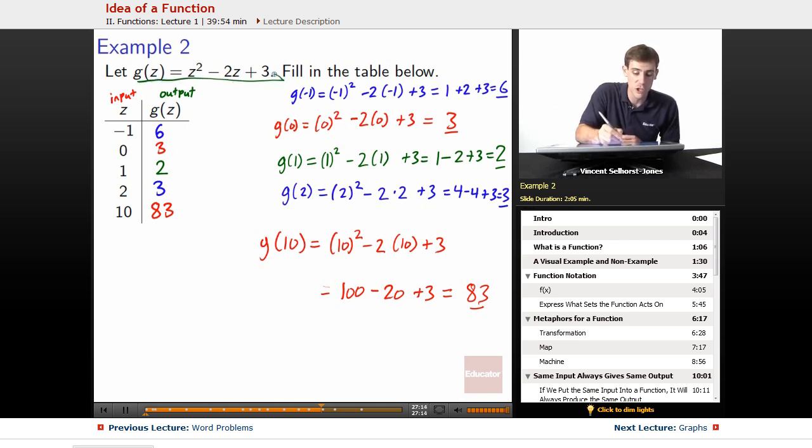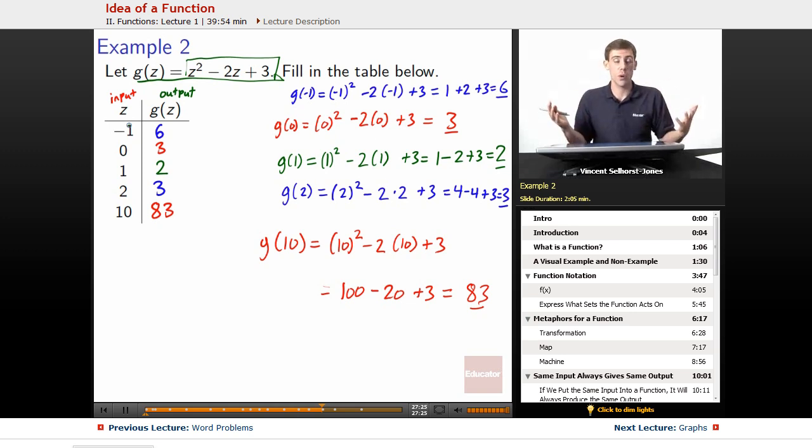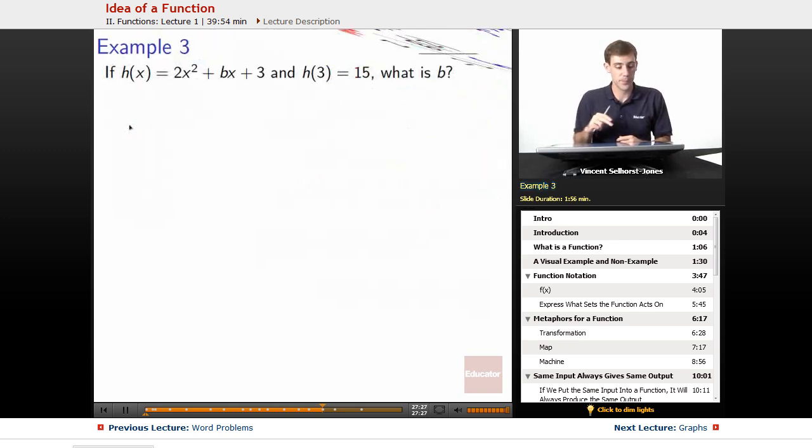the function. So the function gives us some rules, and so we plug in inputs like negative 1, and negative 1 goes through negative 1 squared minus 2 times negative 1 plus 3. We get 6, and that's what's going on when we're making a table of values.